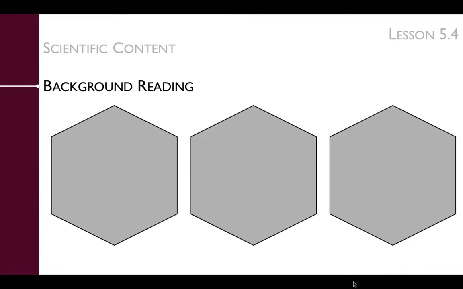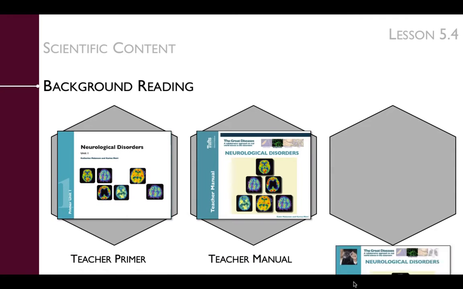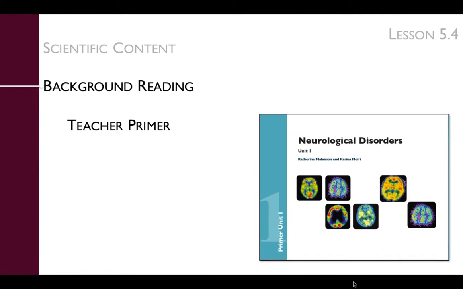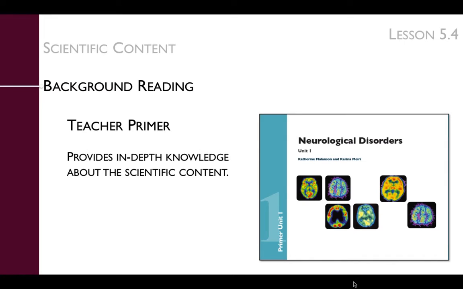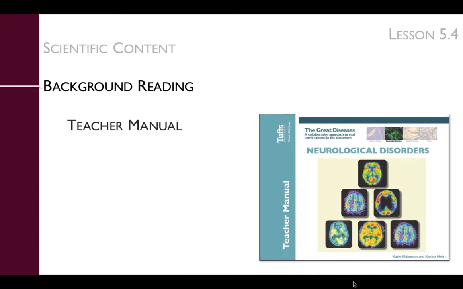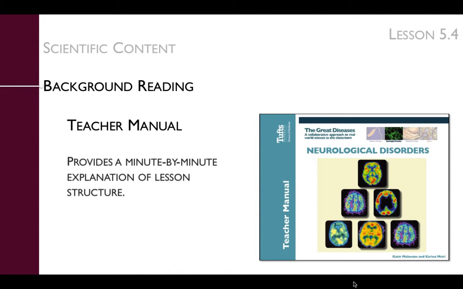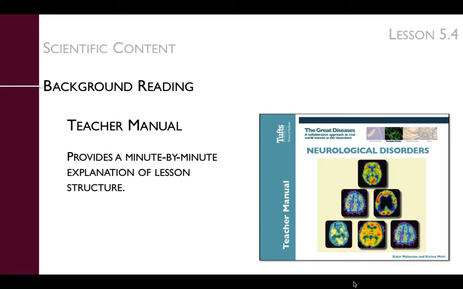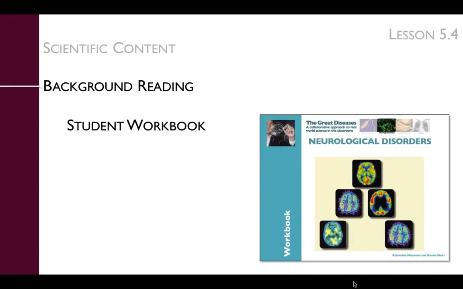You can review the scientific content in the background reading provided to you in the teacher primer, the teacher manual, and the student workbook. The teacher primer provides in-depth knowledge about the scientific content presented in the lesson. The teacher manual or lesson plan provides a minute-by-minute explanation of lesson structure, including instructions on how to manage the discussion and activity, and the student workbook provides additional explanations for your students.